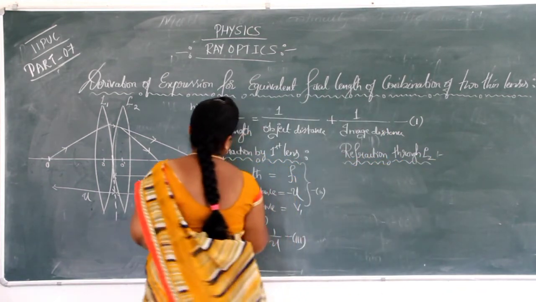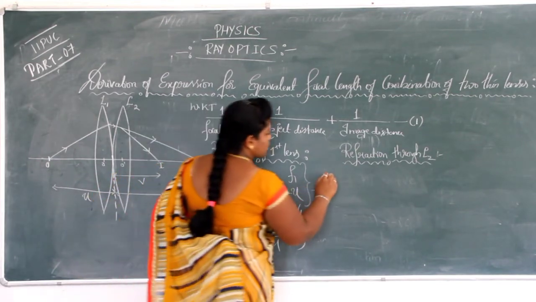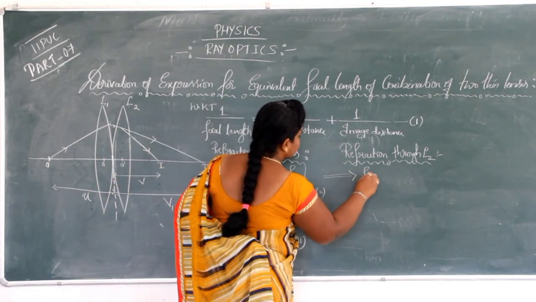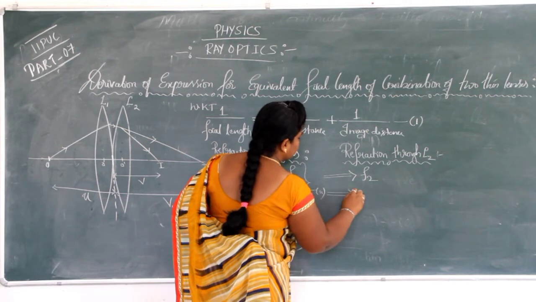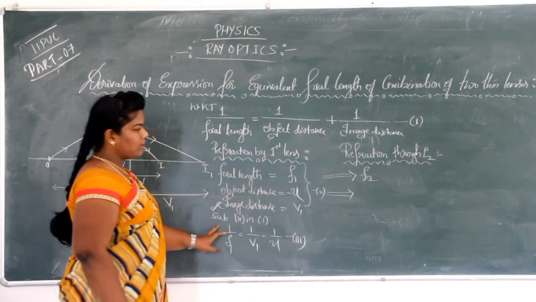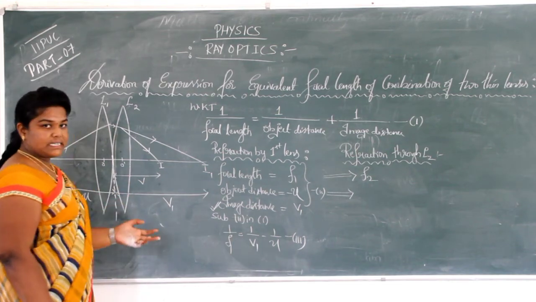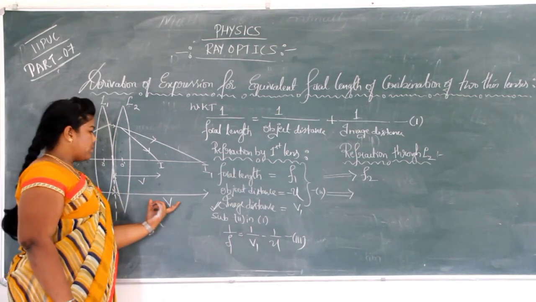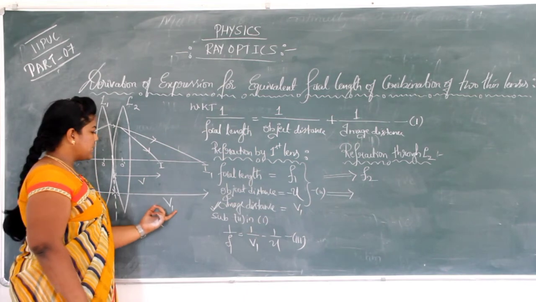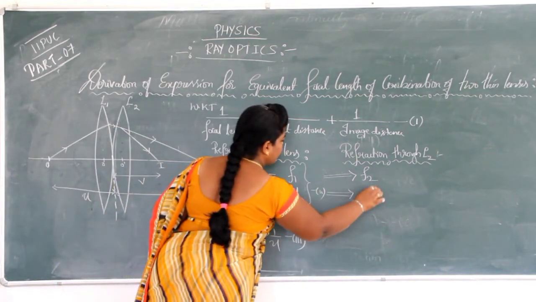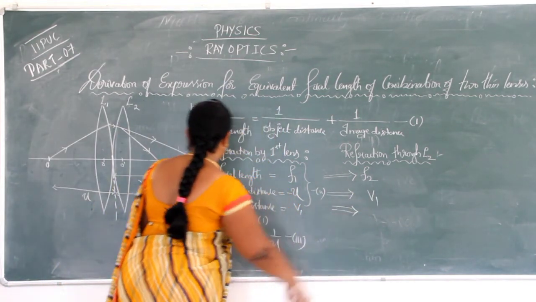So what is the focal length? I am not going to write again. The focal length of the second lens is f2, but you should write again all these things in your notebook. But here I am not writing it. So what is the object distance? Object is I1, so the object distance is v1. And what is the image distance?